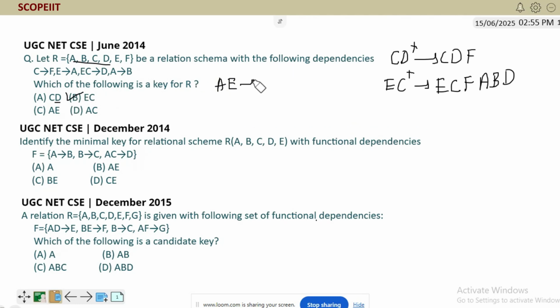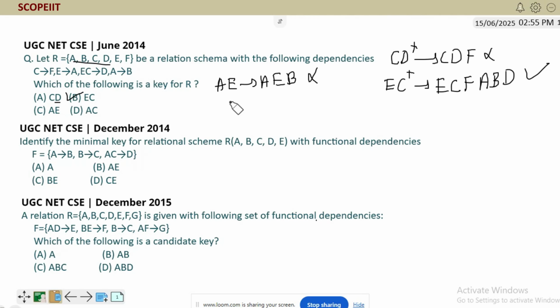The closure of A. What is the closure of A? First of all, A itself. Then from A I can get B, so I'll write here B. That's all. Now from E we can get A, but A is already there. So we will get only A, B. So this cannot be the candidate key. So the correct answer is option B.